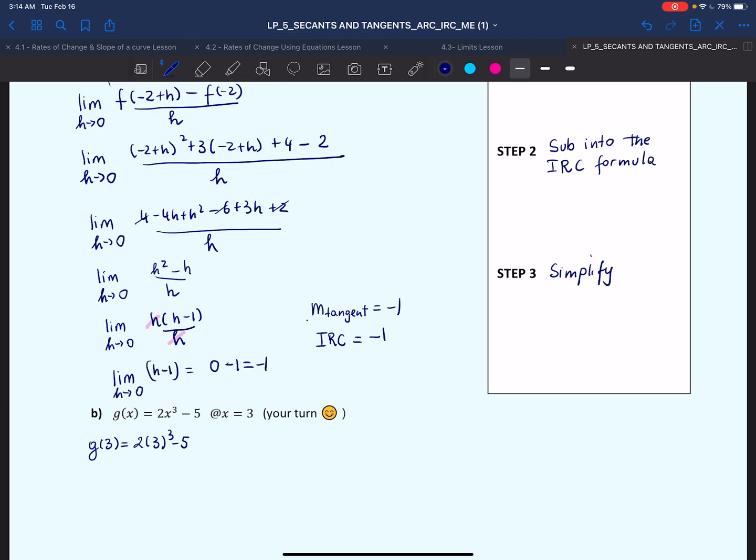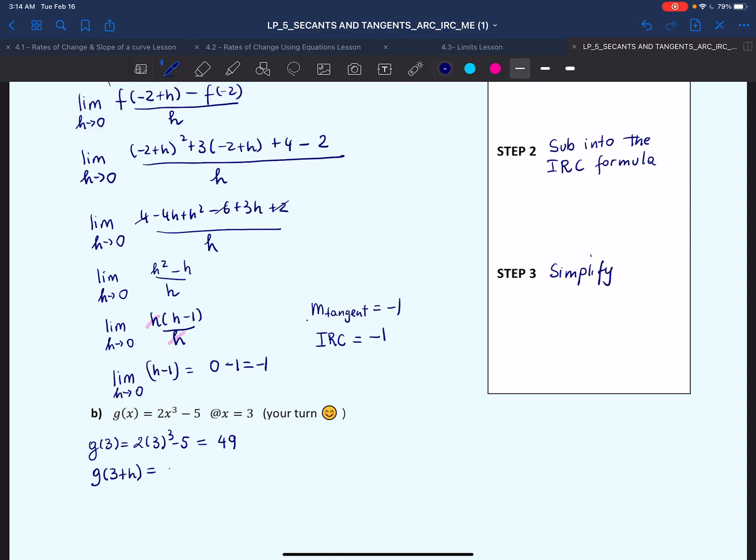So that would equal 27 times 2, 54, minus 5, which is 49. And then I'm also going to find g at 3 plus h because we have a cubic function. So we want to write things in simplified form when we substitute them into the formula.